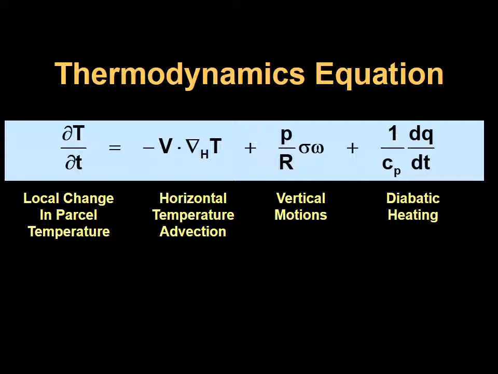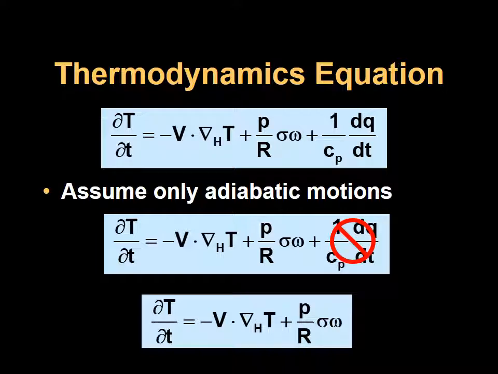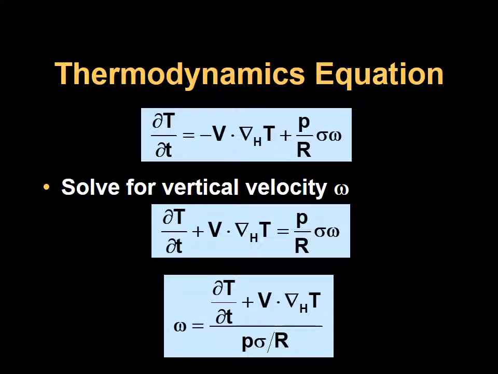We talked about vertical motions and also diabatic heating, and I think you probably know what temperature advection is already. So we're going to take this equation and simplify it. Number one, we're going to get rid of the diabatic heating term. Diabatic heating and cooling occurs when there's condensation, when air is touching the ground, there's conduction, or there's radiation being absorbed. So we're going to look at only adiabatic motions. We'll get rid of that term. We've got to make this equation simpler. So that leaves just temperature advection and also vertical motions.